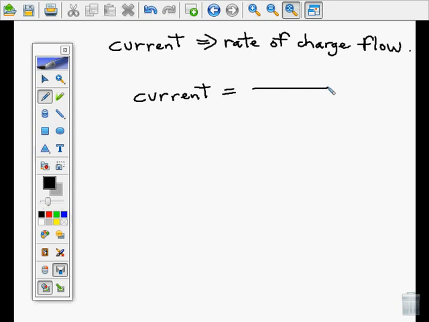And if you understand how rates work, you should be able to fill in those two blanks. What do you say, Dylan? What do you think it's going to be? What over what? Charge over time. That's what I'm talking about. It's the amount of charge going through the wire divided by how much time it took to go through the wire.